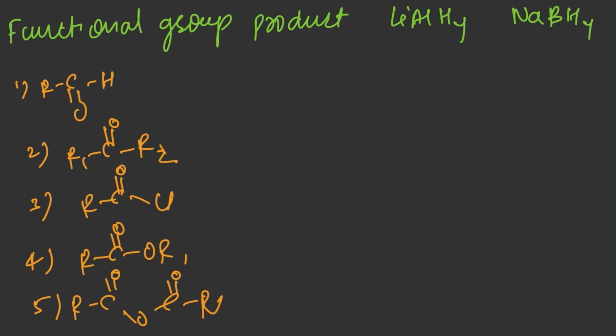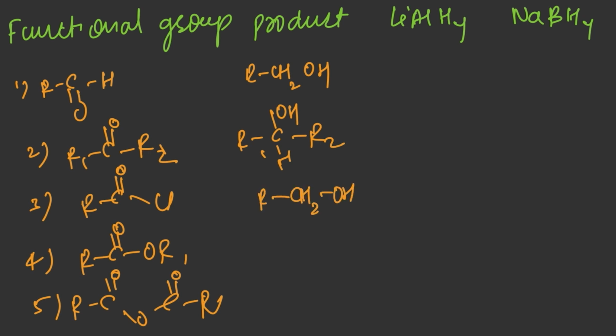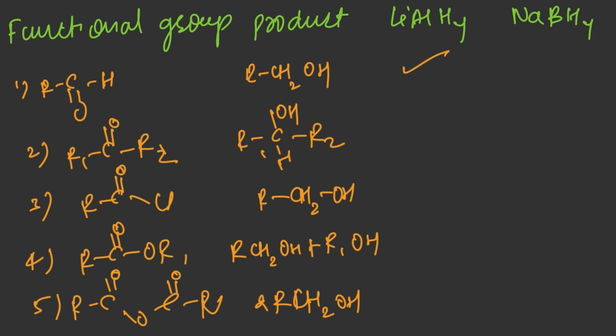First, look at this. The product formed is RCH2OH, then RCHOH with R1 and R2, RCH2OH, RCH2OH plus R1OH, and 2 moles of RCH2OH. So it will react with LiAlH4. All of these will react with LiAlH4, but with NaBH4 only these three react. This doesn't and this won't.